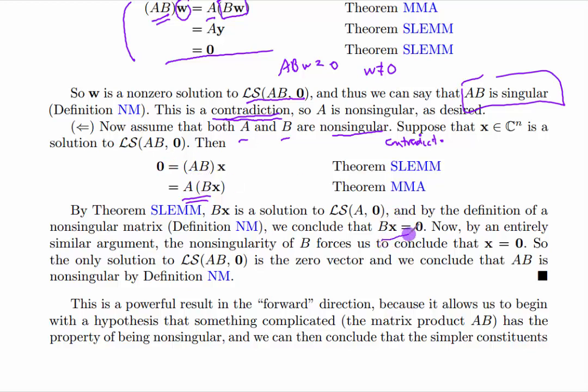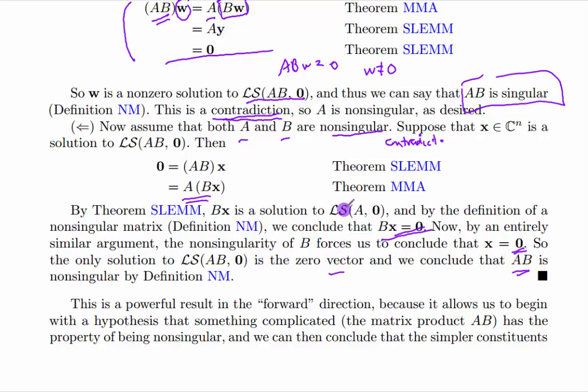Okay? Because we know that A is non-singular. But B is also non-singular. The only way for this to happen is when X is 0. Okay? Now, this is a contradiction to the supposition that X is non-zero. We started out with X non-zero, and we ended up with X having to be 0. So this is a contradiction. So we can conclude that our supposition that ABX equals 0 has a non-trivial solution is incorrect. That means that AB is non-singular.